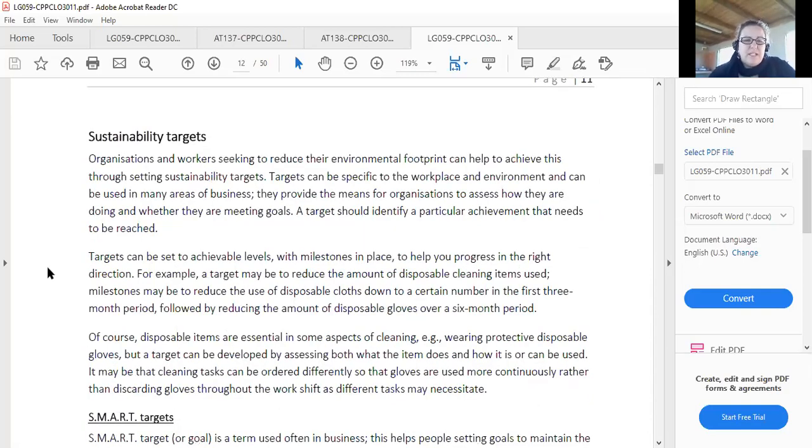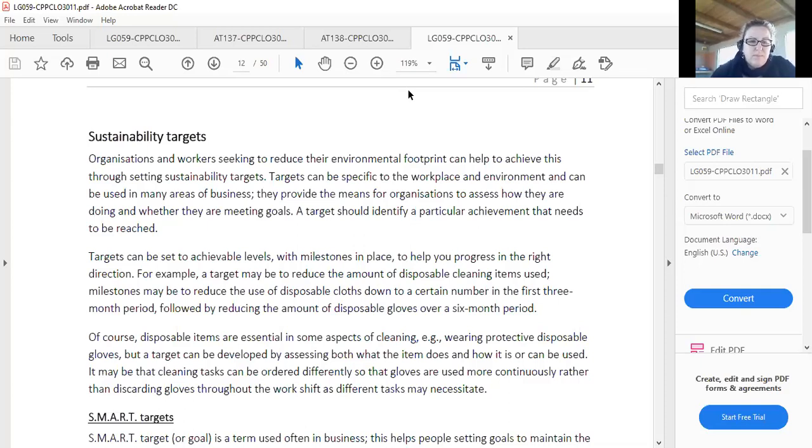Having a sustainability target. Organisations and workers who seek to reduce their environmental footprint can help achieve this through sustainability targets. Targets can be specific to the workplace and environment and can be used in many areas of business. They provide a means for an organisation to assess how they are doing and whether they are meeting their goals. A target should identify an achievement that needs to be reached.